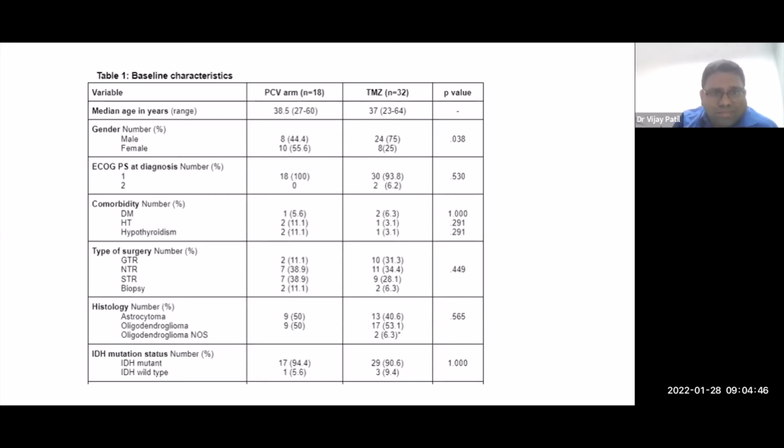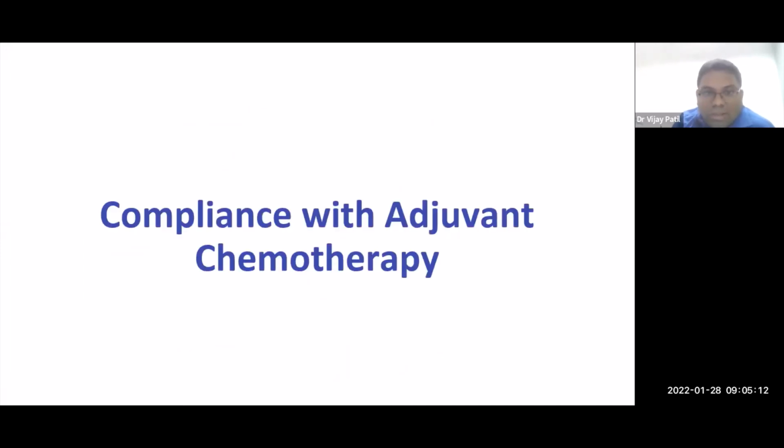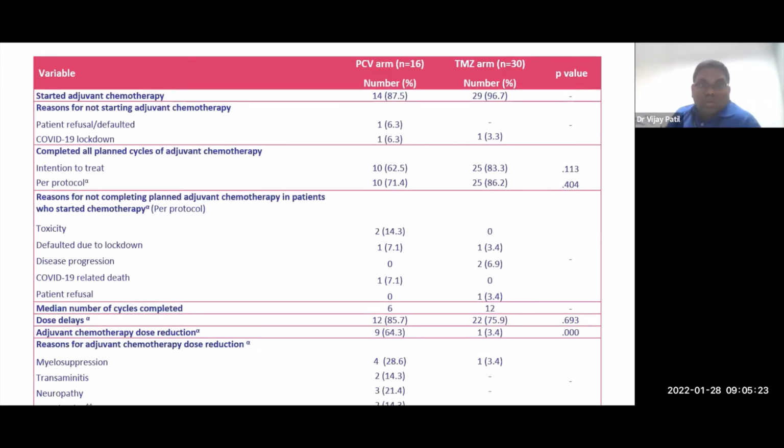We could see that nearly half of our patients are greater than 40 years of age. Besides gross total resection, we get a substantial number of patients in which there is subtotal resection or near total resection. Our oligodendrogliomas are 50% and astrocytomas are 50%, and 94% of the patients are IDH mutated, 5% are IDH wild type. Now, I can't show you the outcome data because the study is only 3 to 4 years in duration. What I can show you is the compliance data, which would be of more interest to most of you.